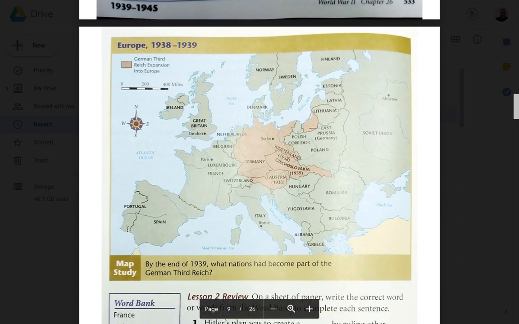Right here, you have a map of Europe, and the reddish orangish is Germany, and you can see how they got much bigger really quickly.